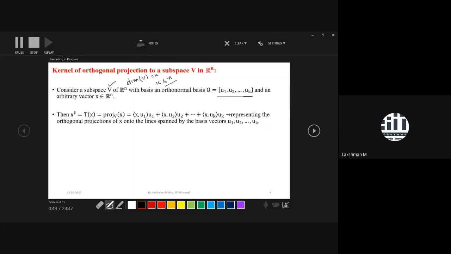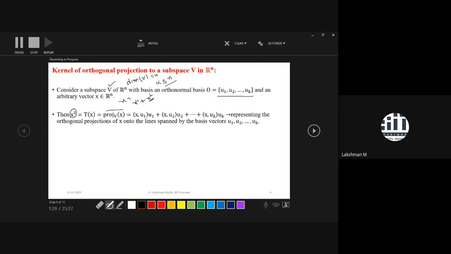If you take any arbitrary vector x from Rn, then we can project this x into two parts. One part is x parallel, which we call the projection of x in the given subspace V, and another part is x perpendicular. This will be perpendicular to the plane. Remember that it will act as a normal to the plane. And how do we find x parallel? It is actually the projection of x on the plane.